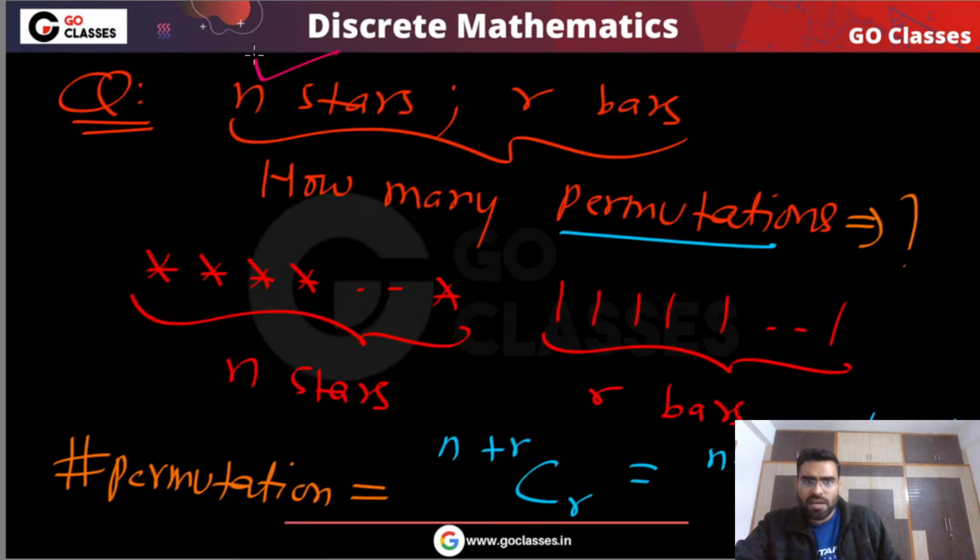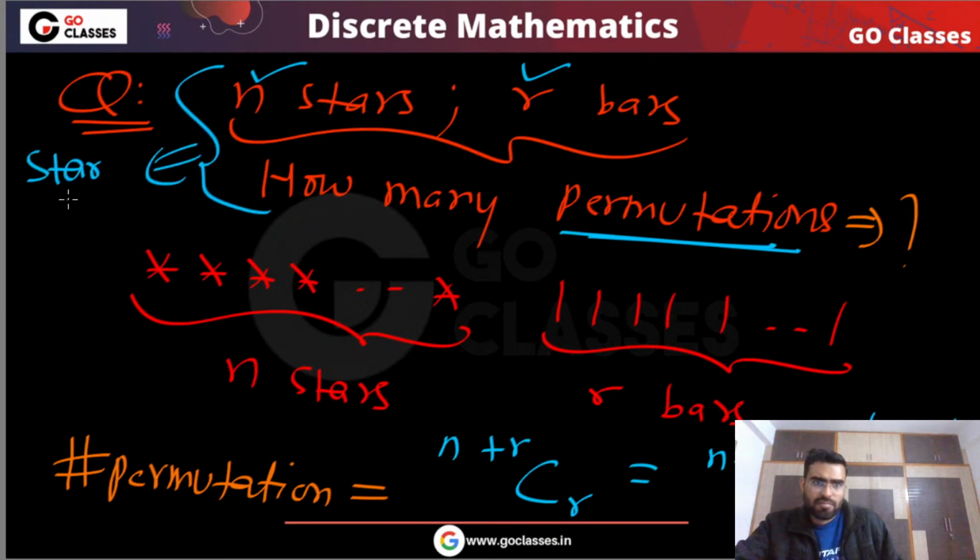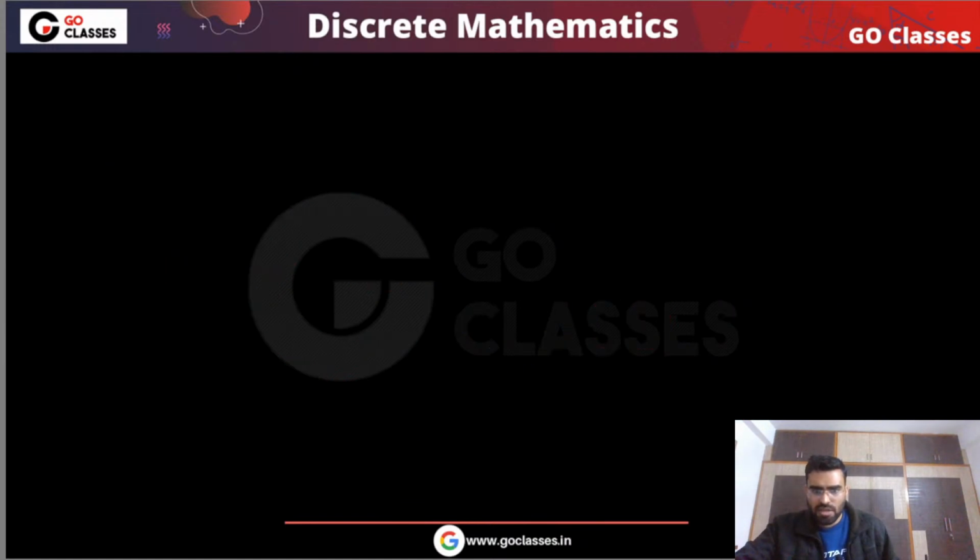So you have total n stars and r bars. Then how many permutations are there? This problem is known as the star bar problem. So the name of this problem is star bar. Now finally, every IODB template will follow this star bar problem. Every IODB template, whatever you take. So what are the templates under this IODB? Let me tell you, and this is very important.